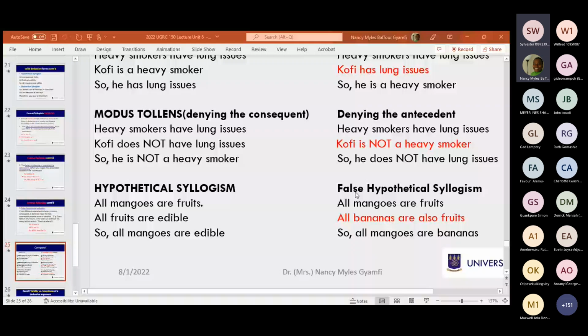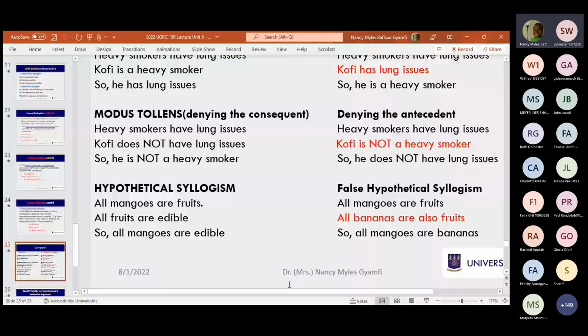All mangoes are fruits. All fruits are edible. So all mangoes are edible. That one is valid. Now read the false hypothetical syllogism, please. The false one, the invalid one. Syllogism. All mangoes are fruits. All bananas are also fruits. So all mangoes are bananas.